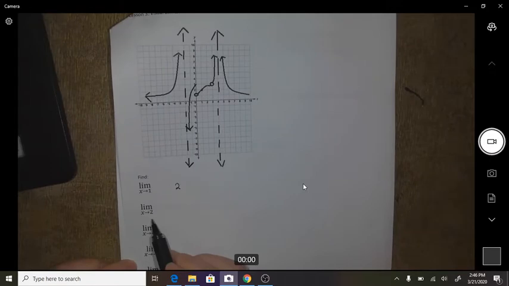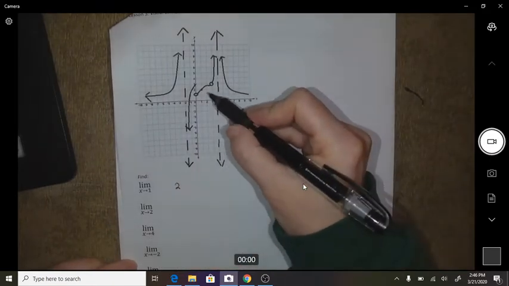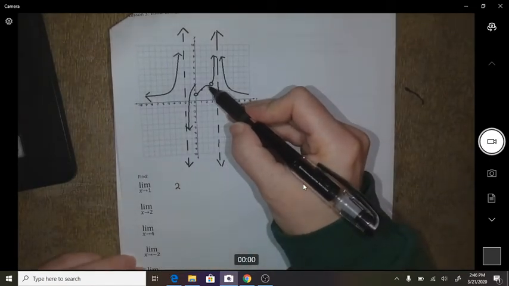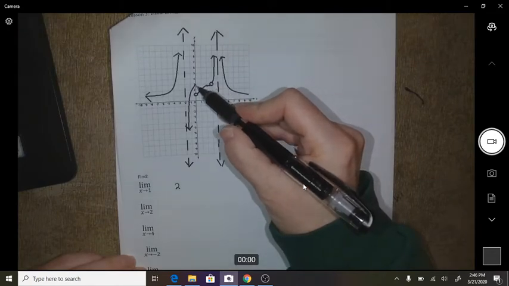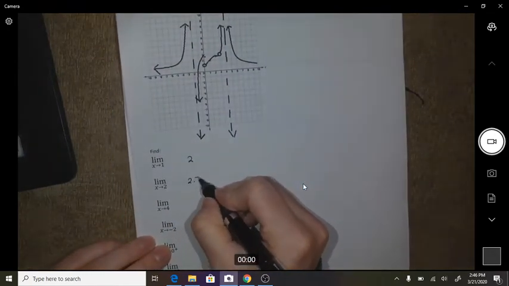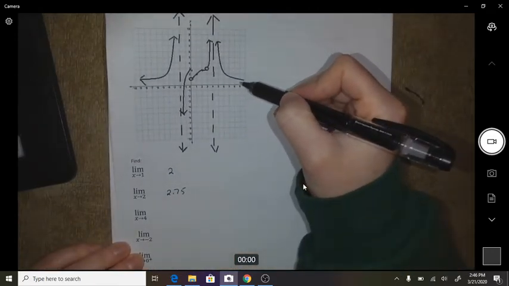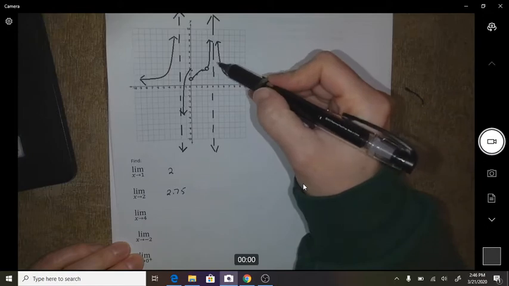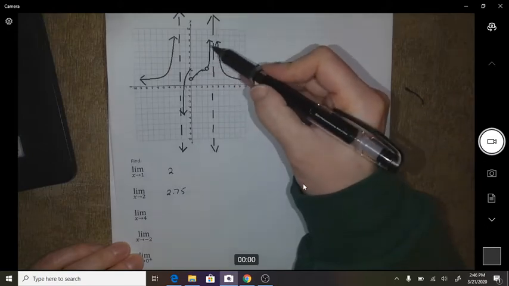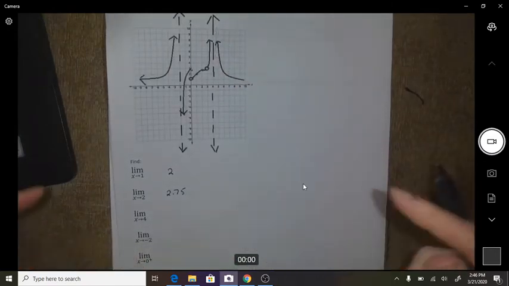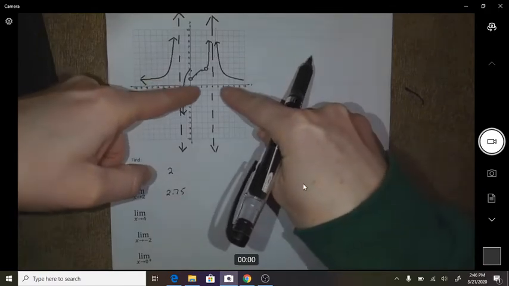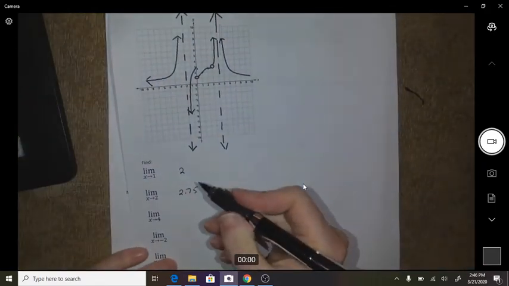Okay, as x approaches 2, so here's 2, so if I'm coming to 2 towards that way and that way, it looks like I'm hitting about 2.75. Okay, as x approaches 4, so I'm coming along the graph this way towards 4, and I'm coming along this way towards 4. Both ways that I came towards 4, my graph went to infinity.